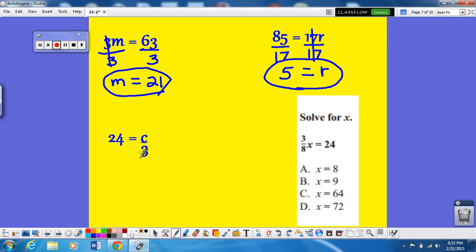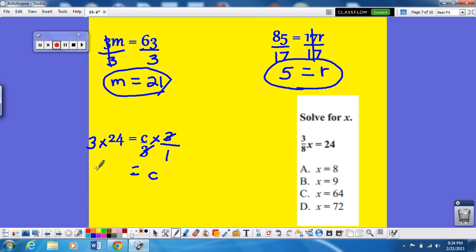24 equals C divided by 3. Well, this is a division problem, so I'm going to multiply. And because this is a fraction, I'm going to make my 3 a fraction so that I can cancel these out, and it leaves me just with C, because C over 1 would just be C. So I know 24, and I didn't do my times 3 over here. Remember, what you do to one side, you have to do the other.